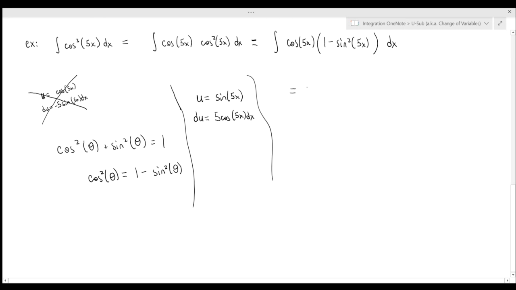So rewriting this integral in terms of u, first 1 minus sine squared would become 1 minus u squared now. Okay, so that takes care of this portion. And then cosine 5x dx, we can get rid of using the du equation. So we see that 1/5 du is cosine of 5x dx. So we can replace cosine 5x dx with 1/5 du.